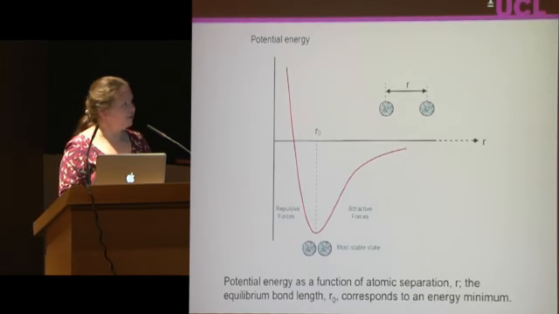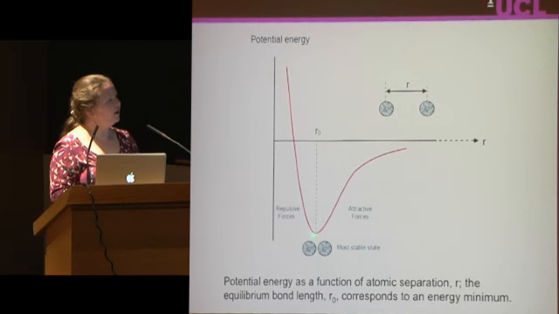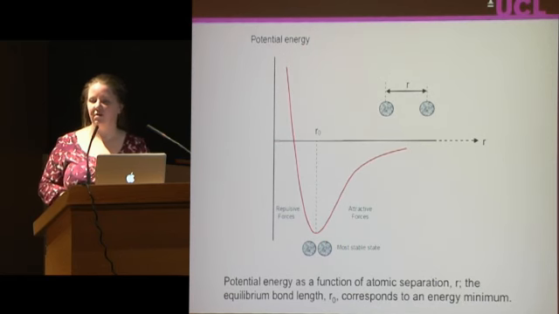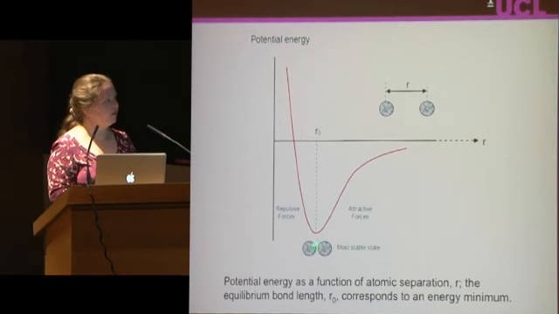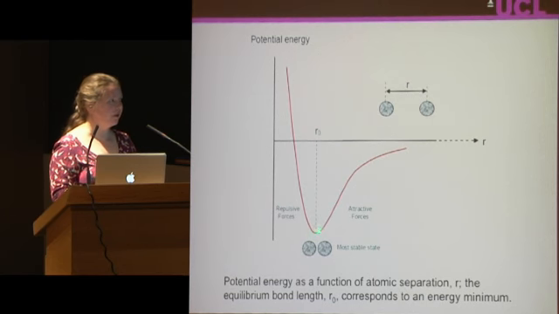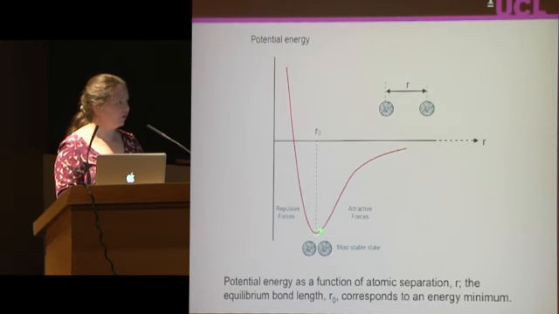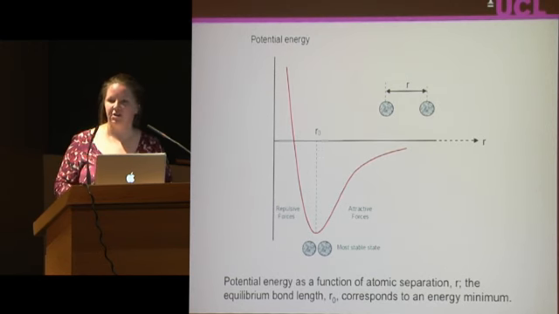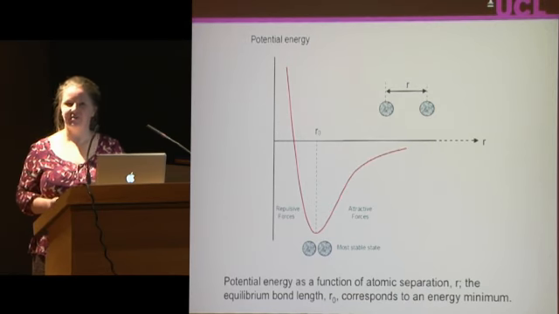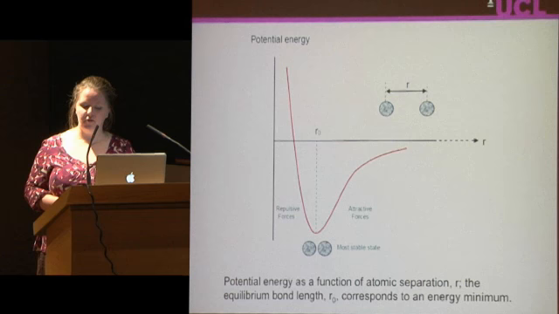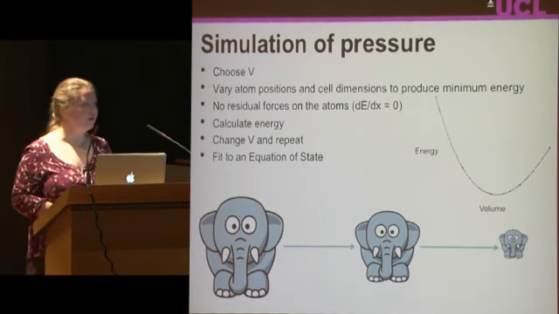And this is essentially what you're doing. The stable structure is the one with the lowest energy. So if your atoms are too far apart, there's an attractive force pulling them back together. If they're too close, then there's a repulsive force bringing them back together. And the stable structure is the one where the atoms are happiest, they're at their lowest energy, and they have no forces acting on them.